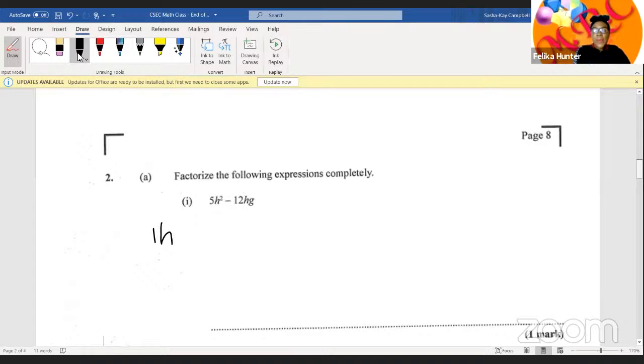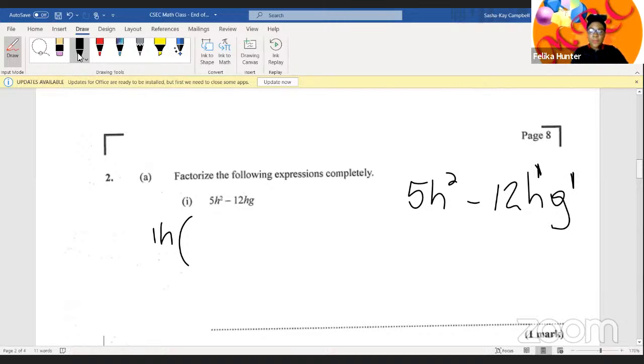All right, so now I go ahead and I open my bracket. And for the variable, you always make sure that you write down the lowest power of the variable that is there. So let me just rewrite this over here. So I have 5h squared minus 12hg. And the power of the h here, the second h, is 1, and the power of the g there is 1. So in writing down my HCF, it's the variable that is common and the lowest power of that variable.